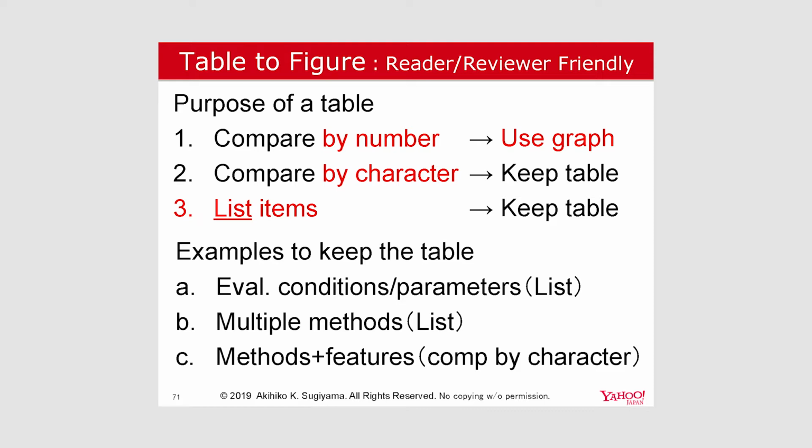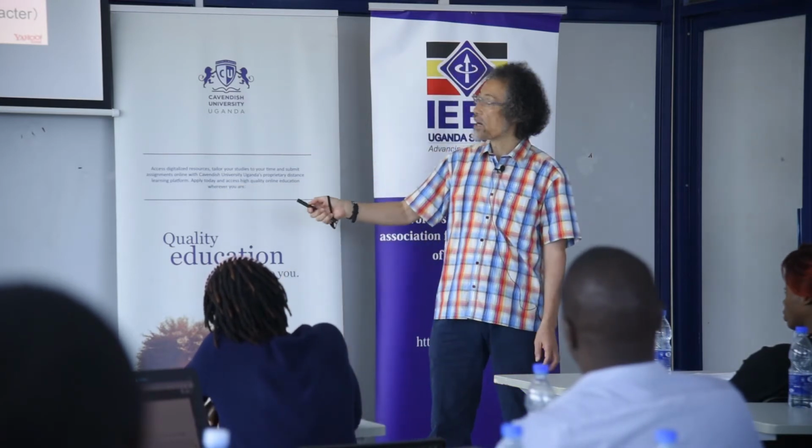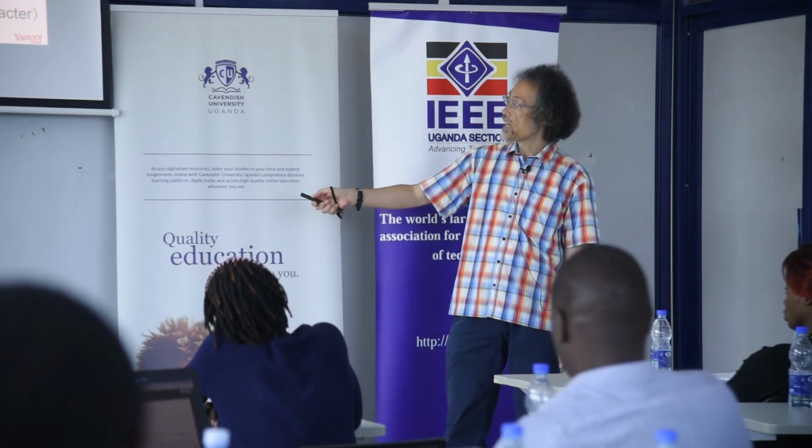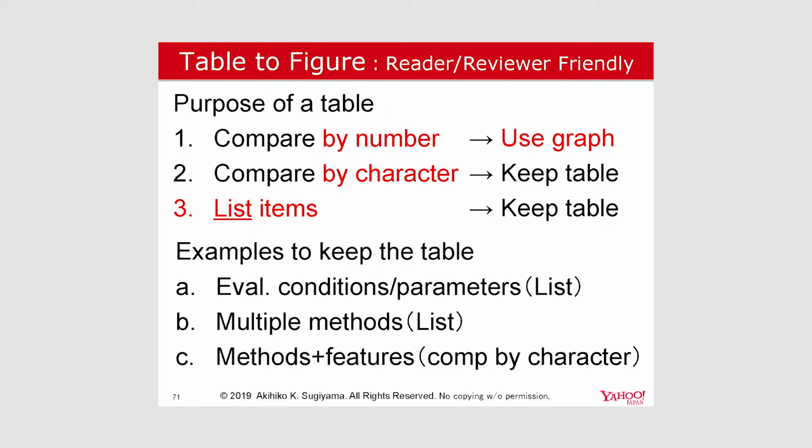Okay, so these are the examples to keep the table. You may keep the table for evaluation conditions or parameters to show, or to compare multiple methods by listing, or method and features comparison by character. So in these cases, you may keep the table, but otherwise transform a table into a figure. I'm going to talk about how you can do that.